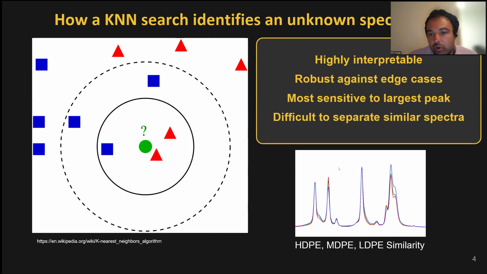Giving the example, these are some overlaid spectra here. So you have HDPE, MDPE, LDPE. They all have very similar signals. So if you wanted to be able to identify the difference between these, it would be really hard with a k-nearest neighbors based search because it's basically going to see these as very similar, and it's just going to say they're almost perfectly matched. If you add a little bit of noise on top of this, like real environmental samples, you're going to have a very hard time differentiating these classes.